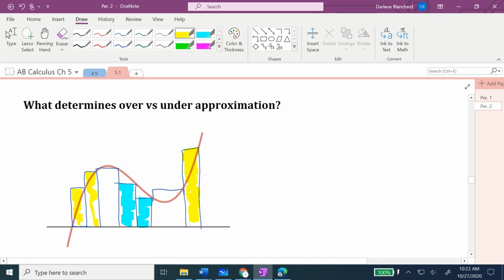So taking out the ones that are possibly questionable, what is it that you see determines whether that right Riemann sum is an over versus an under approximation of the area under F? What is it about F that determines whether this right Riemann sum is an over versus an underestimate?